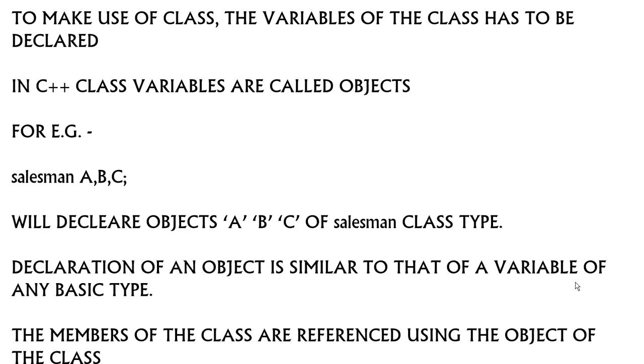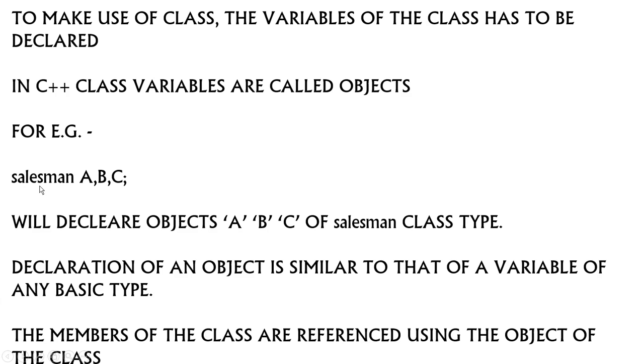We have, as you know, variables of integer, float, character. In the same way, we can create variables of classes because class is also a data type. So in this case, the variables of classes are called objects. For example, we have a class salesman here. Now salesman is a class and we have to create objects of salesman.